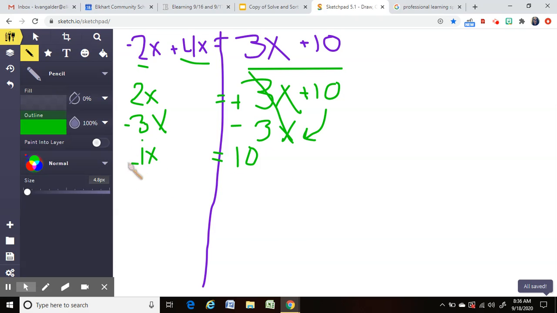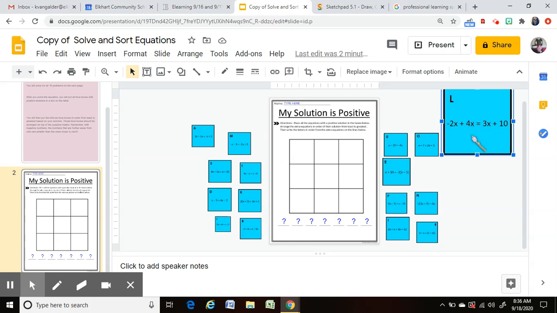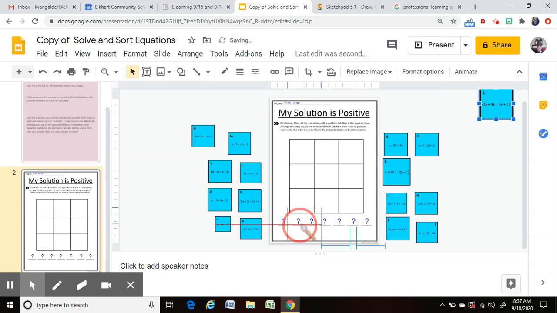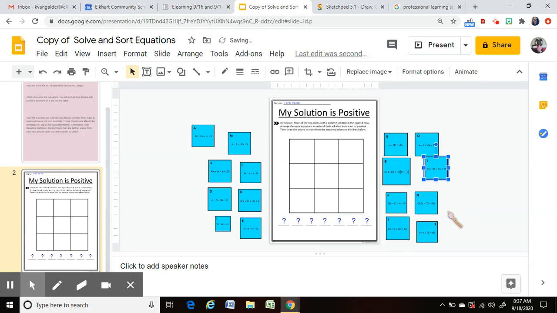I need this to be a coefficient of 1, not negative 1. So I need to get rid of the negative 1. So this is being multiplied. The opposite of multiplication is division. So I have x equals negative 10. So that tells me that this is one of the boxes that's going to go down here, not in the grid, but down here. It's just going to depend on what I get for other answers.